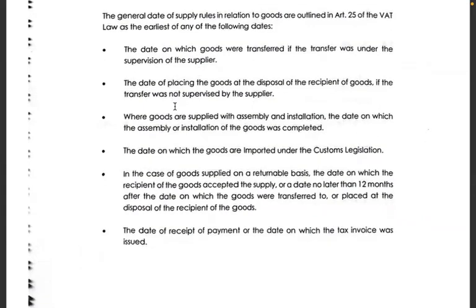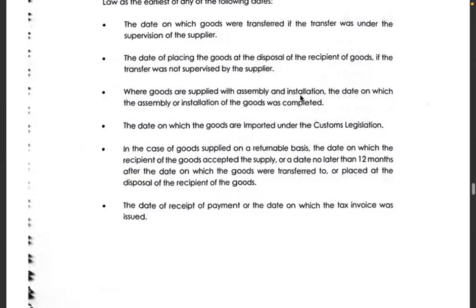The second criteria is the date of placing the goods at the disposal of the recipient of goods if the transfer was not supervised by the supplier, meaning the recipient said, I will take the delivery, don't worry, just get those goods ready, and from your warehouse or your premises I will have the goods picked up, or I will pick it up myself. So that date when they were placed at the disposal of the recipient.